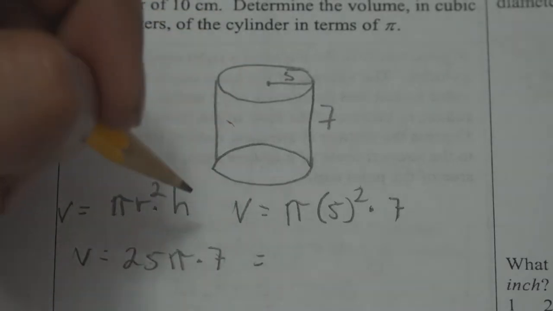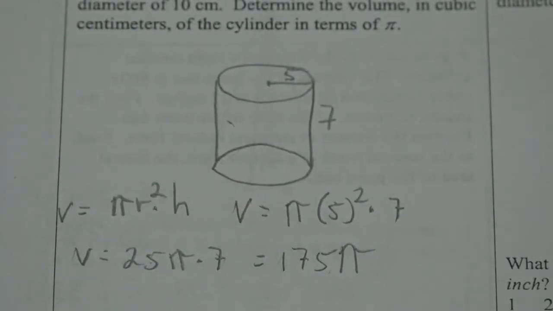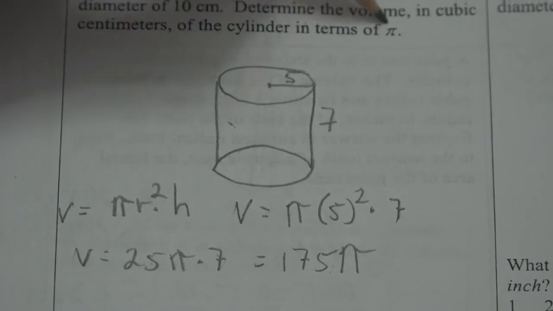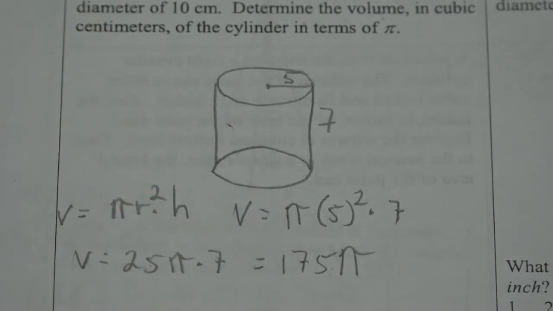Okay, times 7, which is 175. So I get 175 pi, because it says, determine the volume of the cylinder in terms of pi. That's why I leave it in terms of pi.